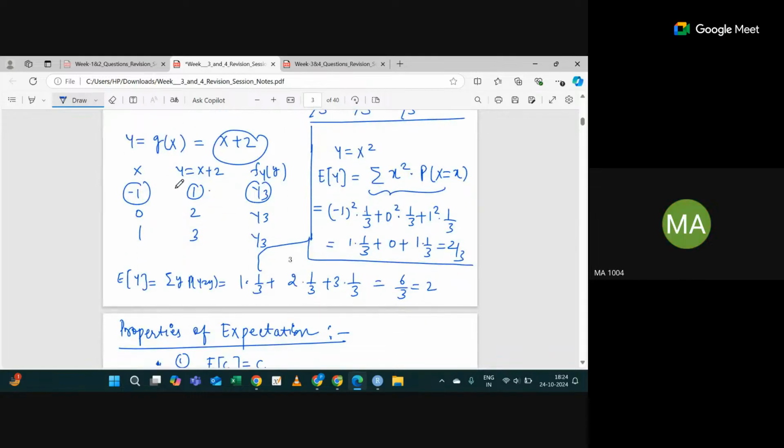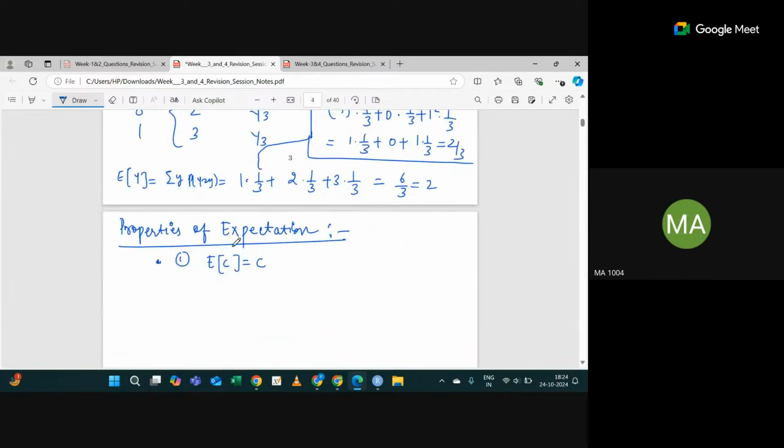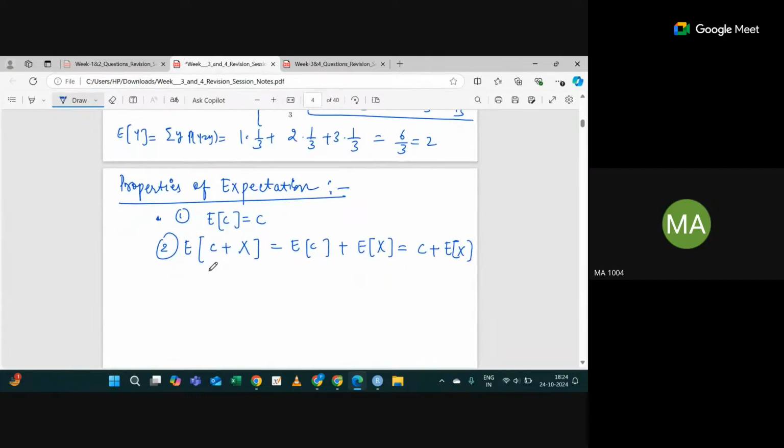Is this approach understood? It is understood. Then it's okay. So expectation of a constant is nothing but the constant only. Over here, C is the constant. The second property says expectation of C plus X, where X is your random variable, I can write as expectation of C plus expectation of X. So this will be C plus expectation of X. You can recall this from statistics, adding and subtracting a constant. And expectation of C times X will be C times expectation of X.